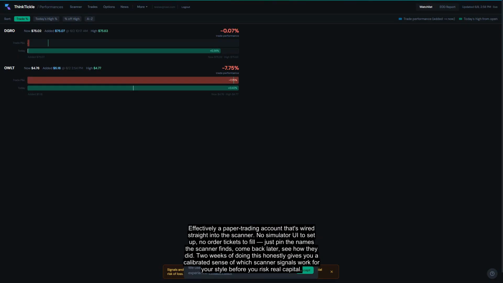Effectively a paper trading account that's wired straight into the scanner. No simulator UI to set up, no order tickets to fill, just pin the names the scanner finds. Come back later, see how they did. 2 weeks of doing this honestly gives you a calibrated sense of which scanner signals work for your style before you risk real capital.